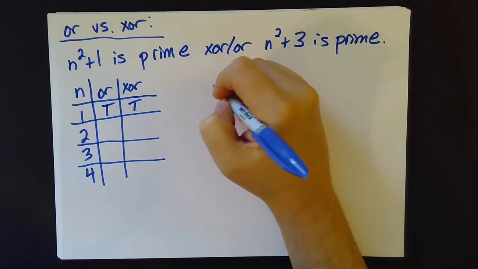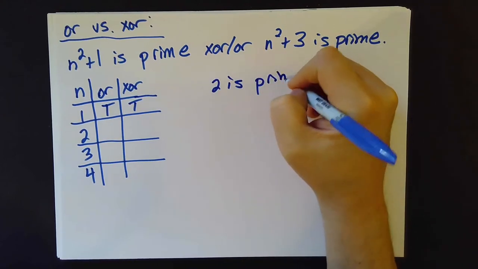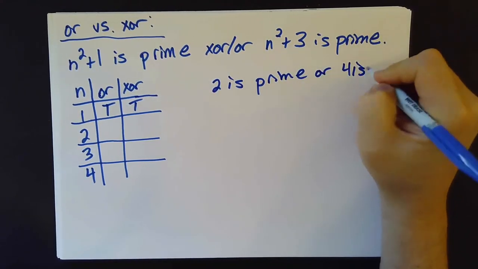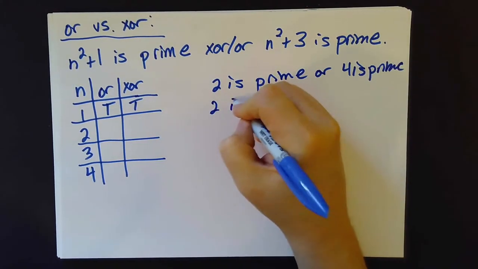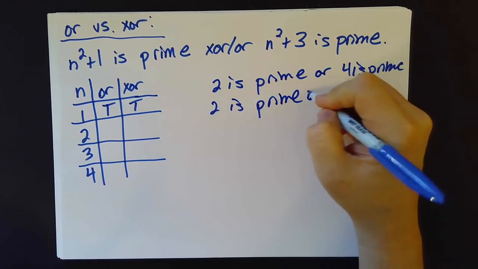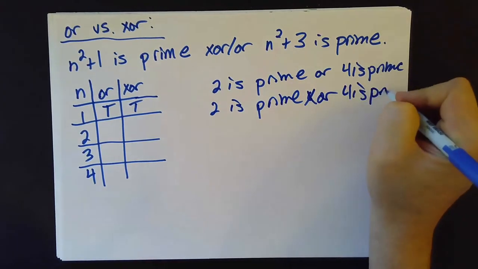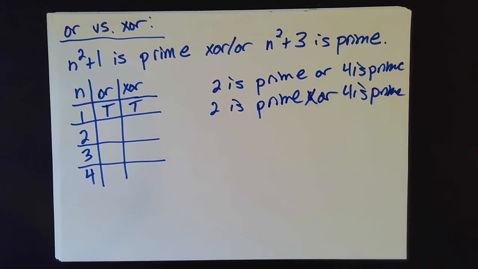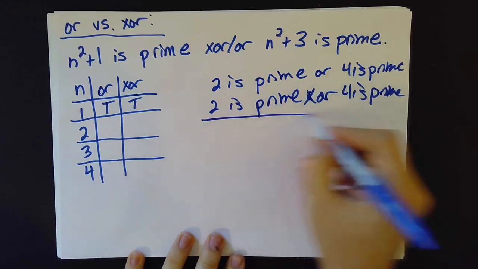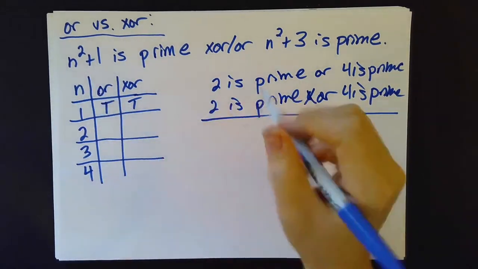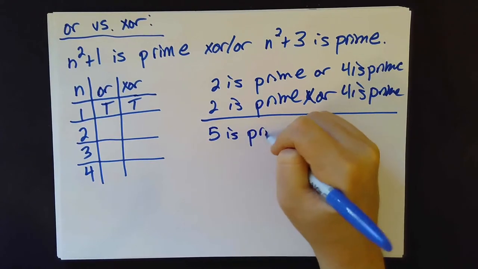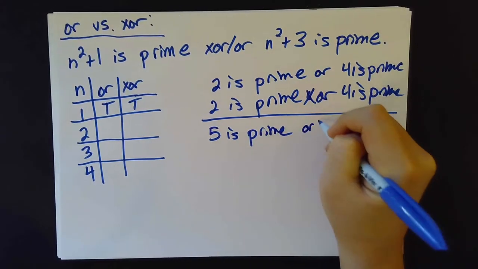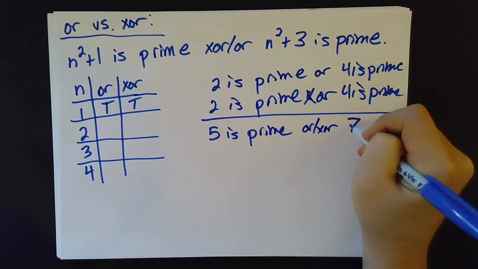Okay. In other words, both 2 is prime or 4 is prime, and 2 is prime XOR 4 is prime. Both of these are true. Now, what happens when I plug in N equals 2? I get the statement 5 is prime, and then OR slash XOR, 7 is prime.